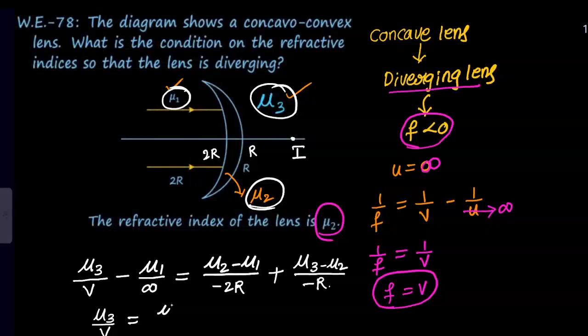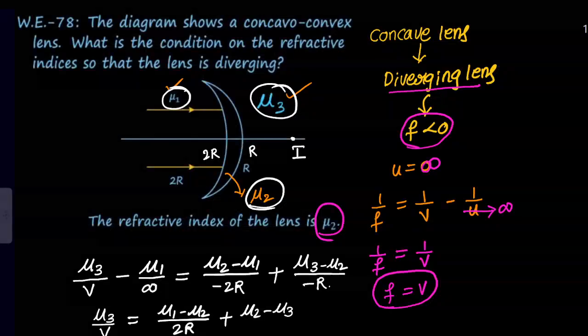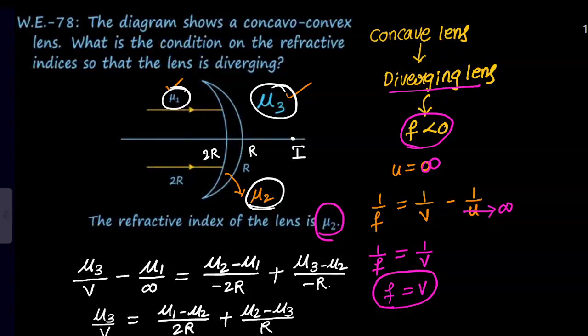Then we can write it as (mu1 minus mu2) by 2R, and minus, plus what I can say now, this is (mu2 minus mu3) by R. Now simplify this, take the LCM and simplify it.